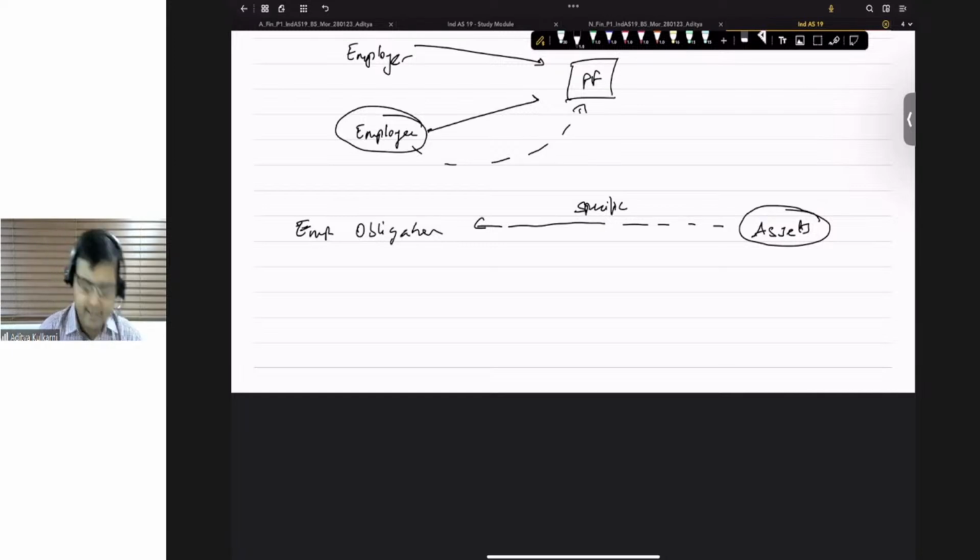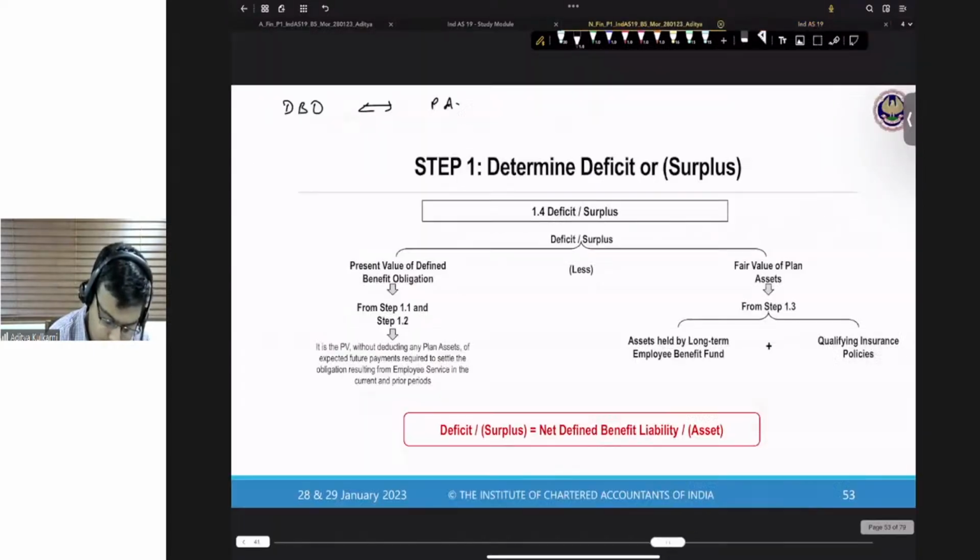So what the standard tells us is you will have to net it off. You cannot have the obligation on one side and the investment on the other side, because the reader of financial statements will get confused. So employee obligation minus assets. If obligation is higher, it is a deficit. If assets are higher, it is a surplus, which is what is mentioned in the notes.